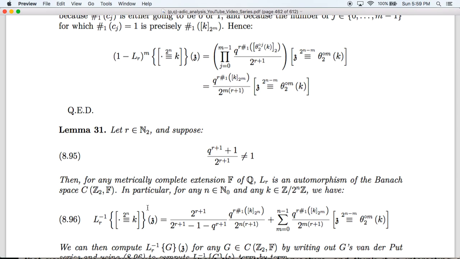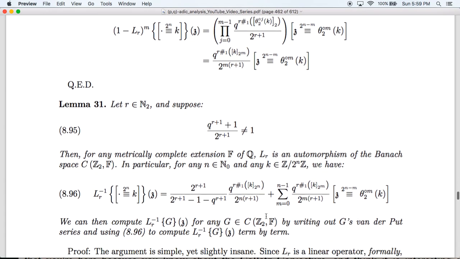In particular, for any non-negative integer n and for any k from 0 to 2 to the n minus 1, LR inverse sends the indicator function of z congruent to k mod 2 to the n to this guy. And because of this, since every continuous function G in this space is uniquely represented by a Van der Put series, and since if LR is an automorphism, its inverse is also an automorphism, therefore continuous, we can then use Van der Put series to compute LR inverse of G term by term.